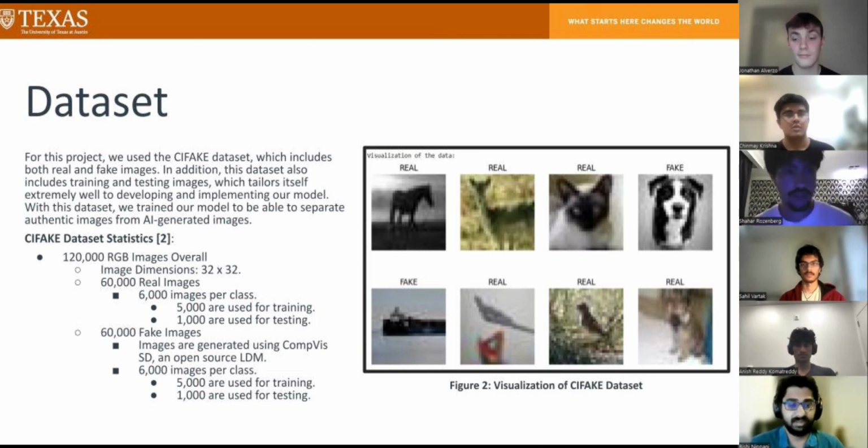For some statistics on the CIFAKE dataset, there are 120,000 RGB images overall, split up into 60,000 real images and 60,000 fake images. Every image is 32 by 32. There are 10 classes, each with 6,000 images. 5,000 of them are used for training and 1,000 are used for testing. This behavior is repeated on the fake images as well, with the images themselves being generated using CompVis SD, an open source LDM. On the right is a visualization of the CIFAKE dataset complete with real and fake images.